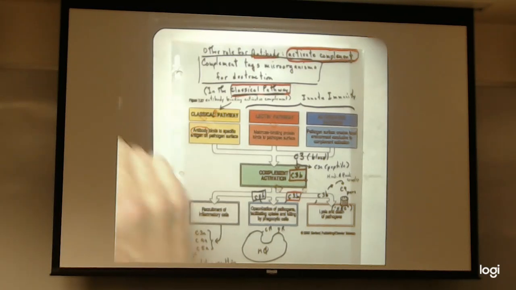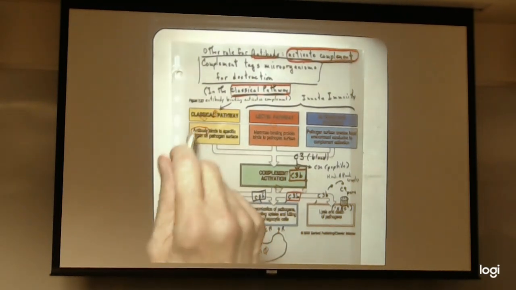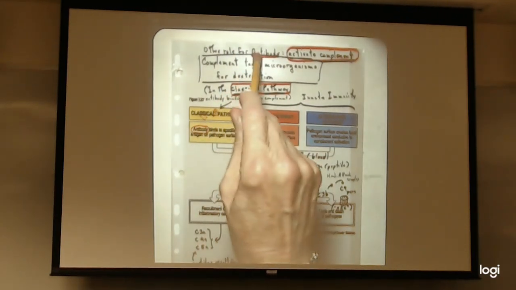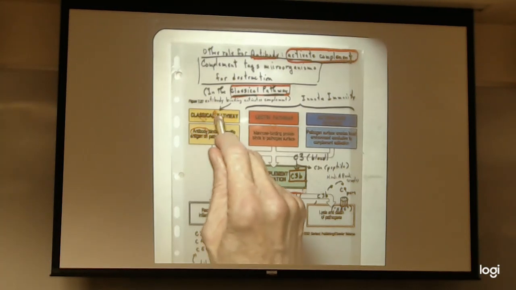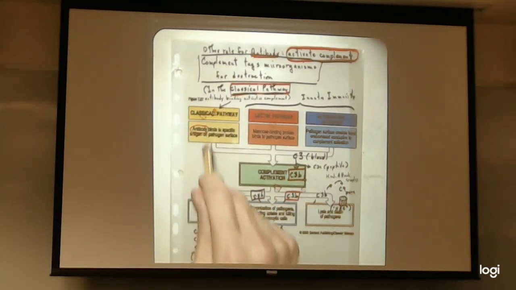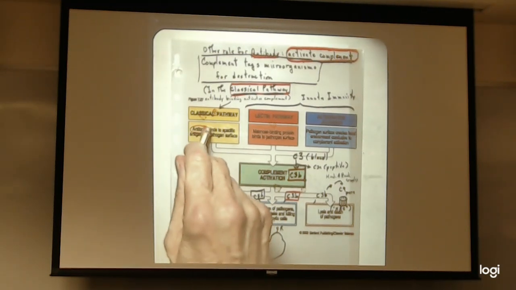And we're kind of leading into complement because we've been talking about the effector functions of antibodies. One of the functions of antibodies is to activate the so-called classical pathway for complement production. This was the first one discovered.